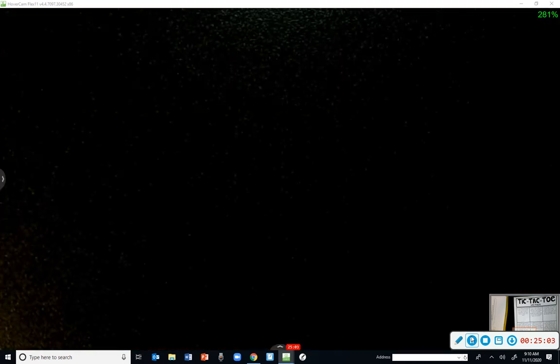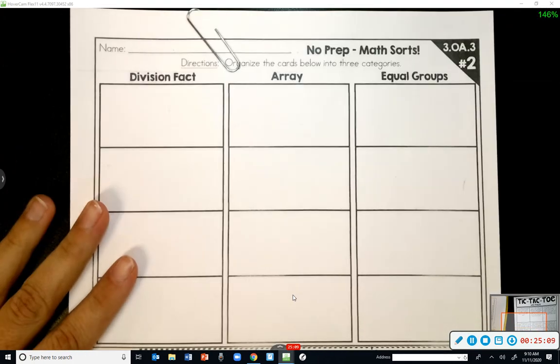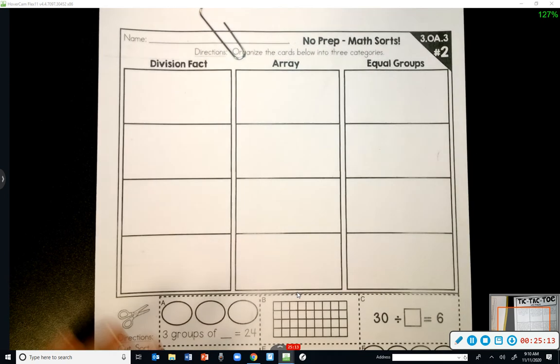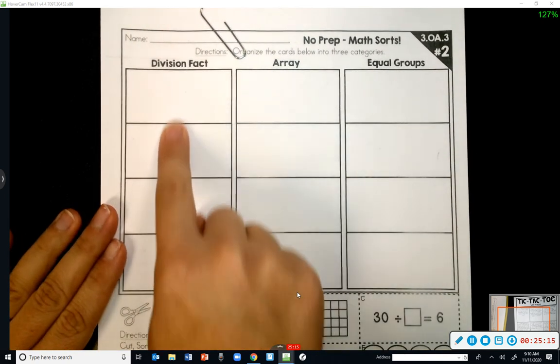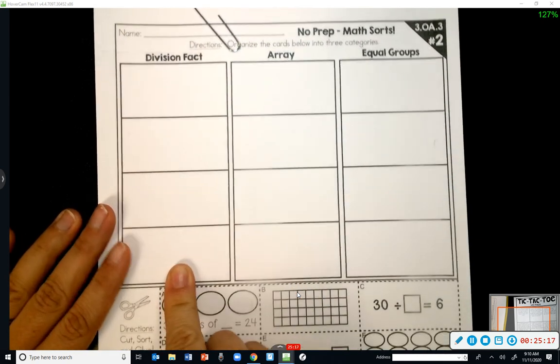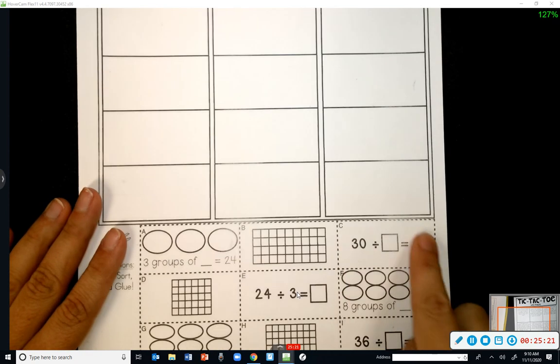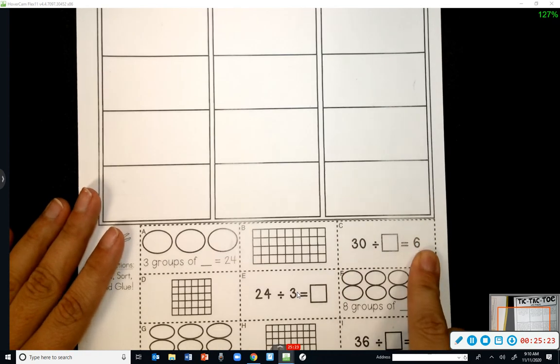All right, so now what we're going to do, you guys can put your boards away. Your assignment looks like this. Oh, that looks easy. Do not talk. This column is going to be all the division facts. So what they mean by division fact is these, the number sentences, okay?